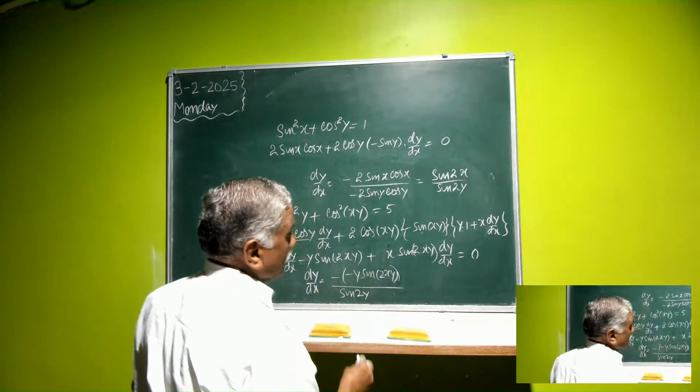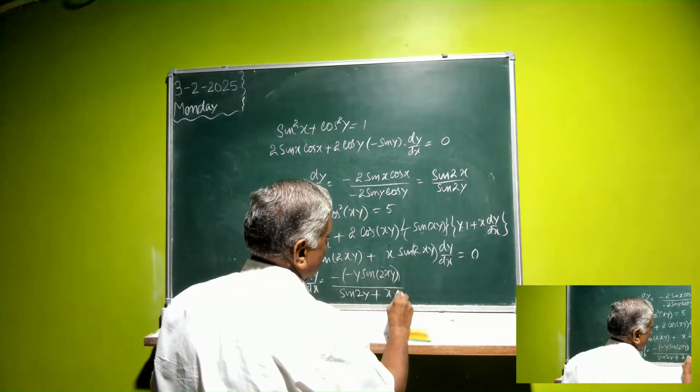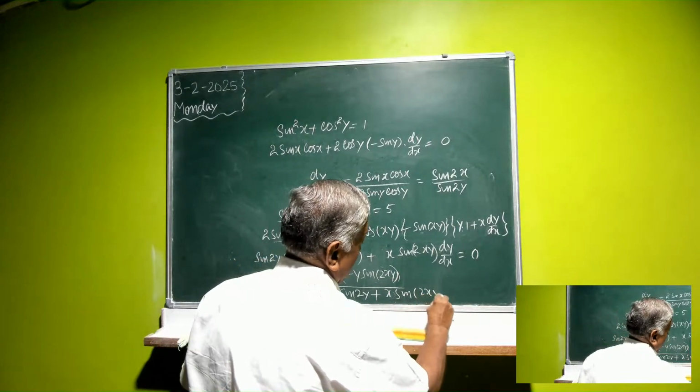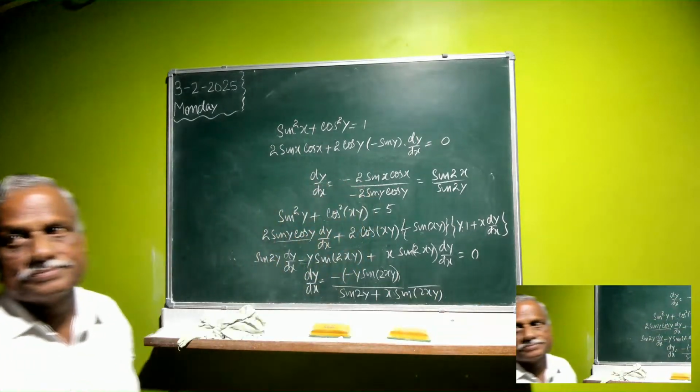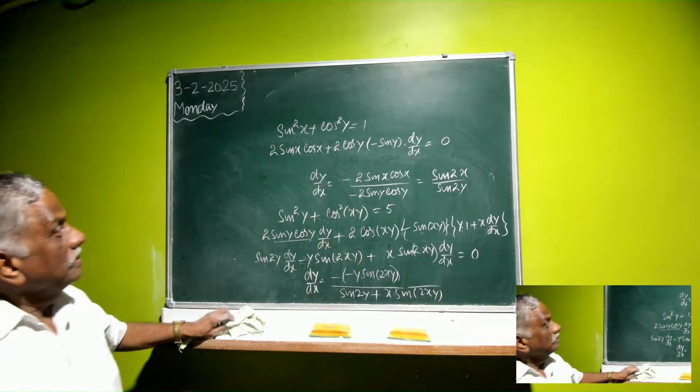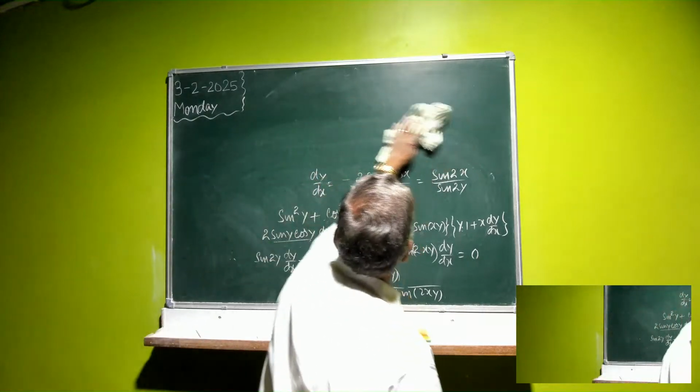This is multiplied, goes to denominator, plus x sin 2x. Let's go to the next problem.